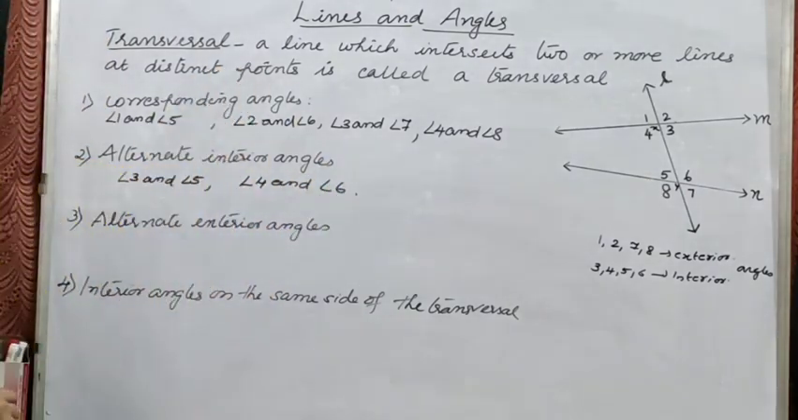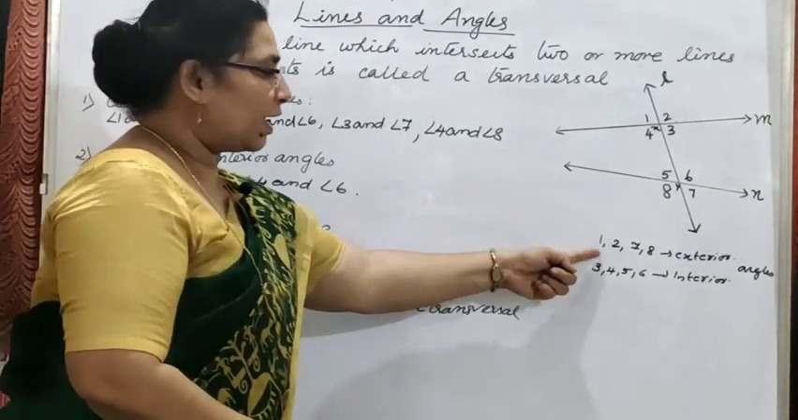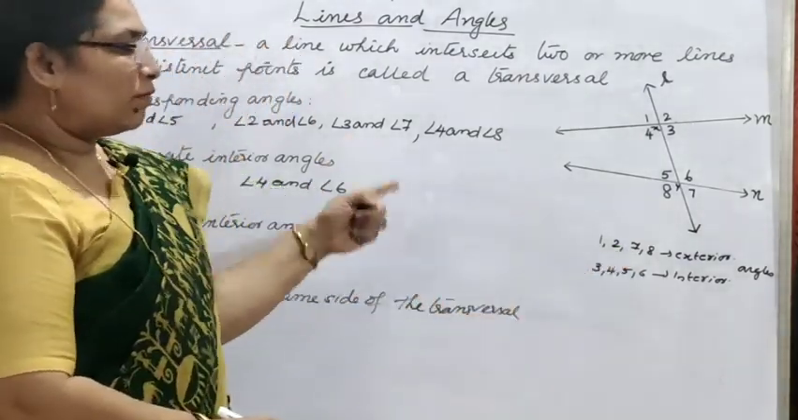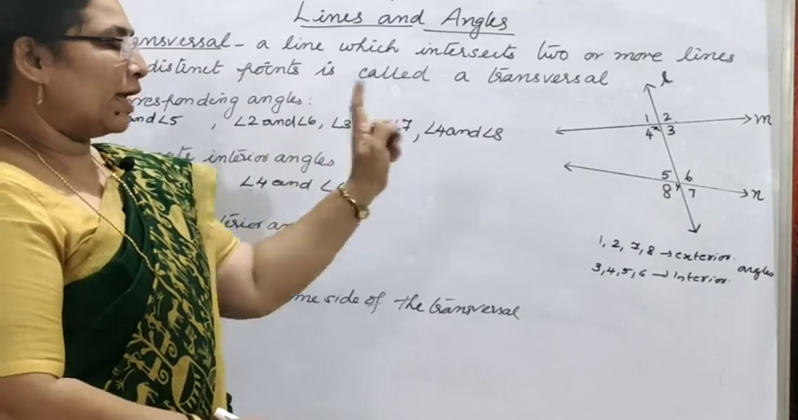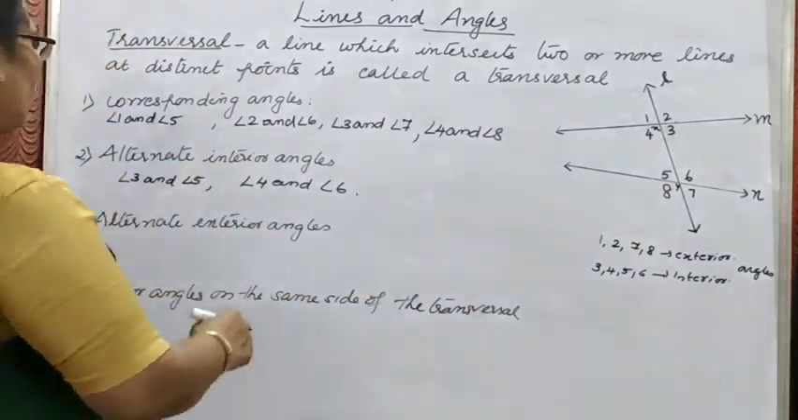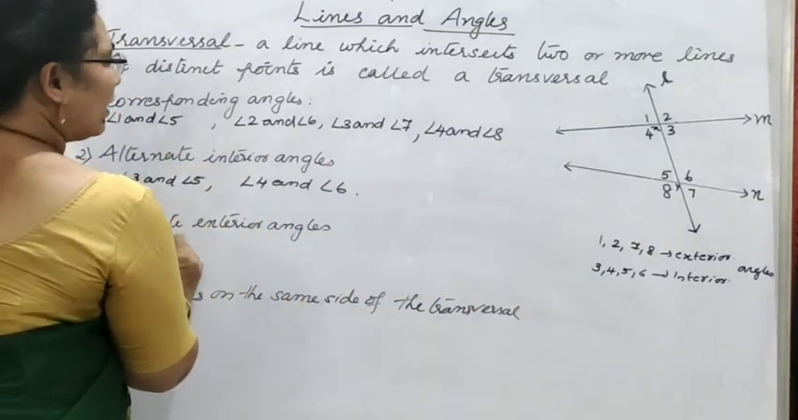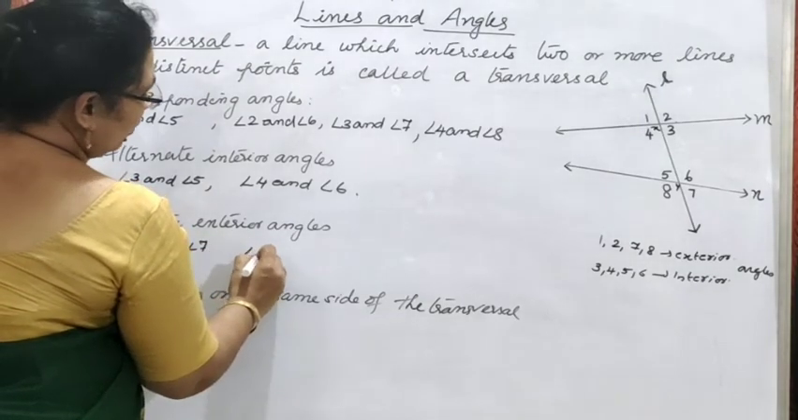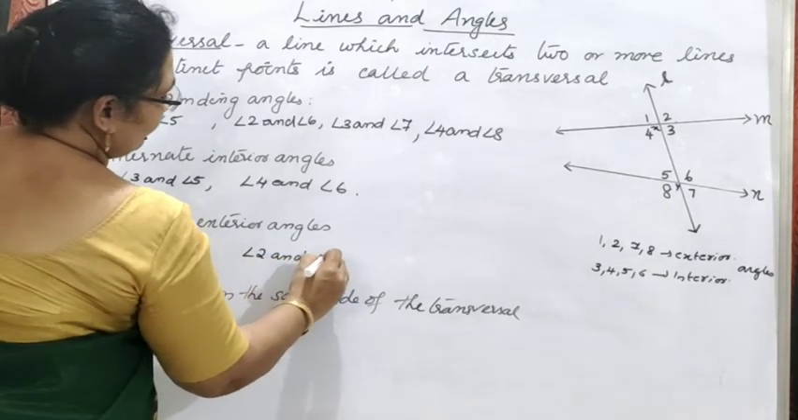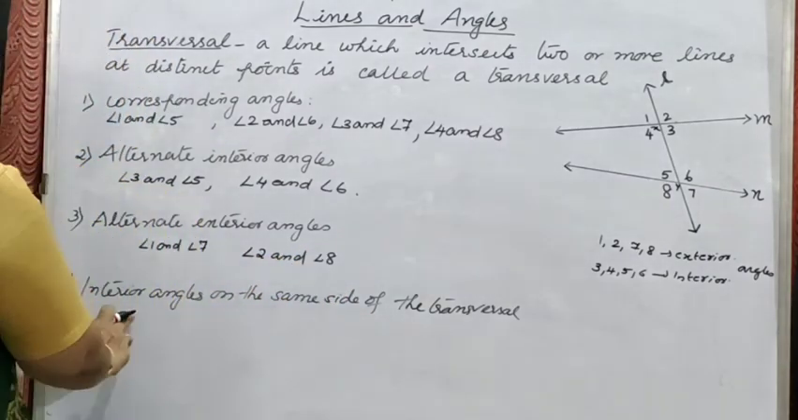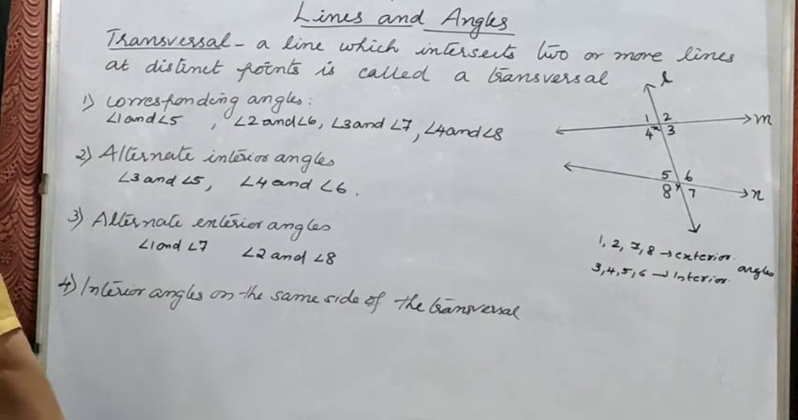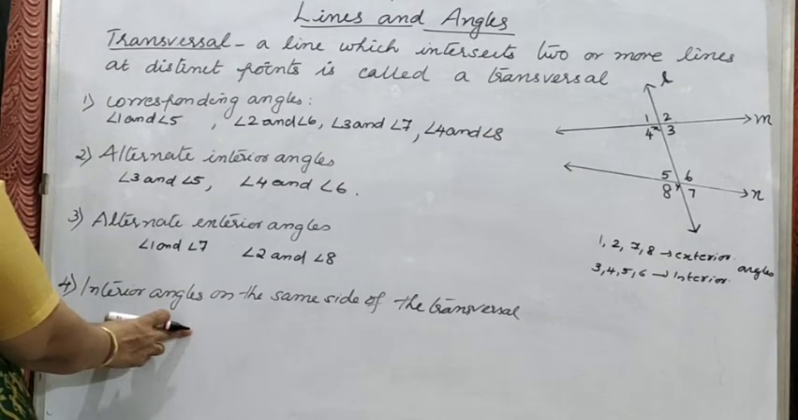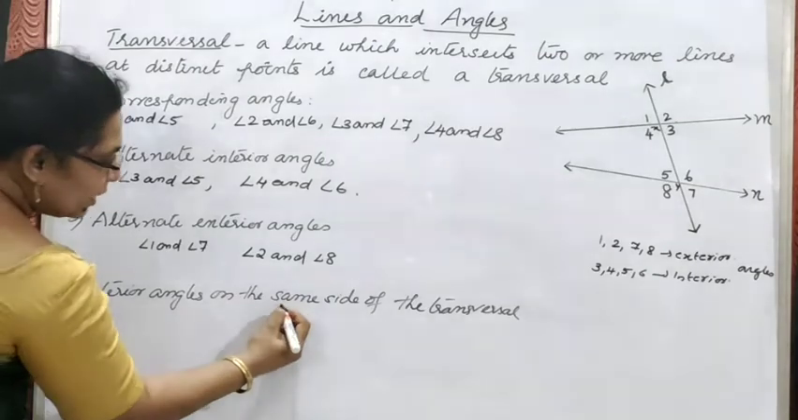Now alternate exterior angles. We have to write that alternate exterior angle. Which are the exterior angles? 1, 2, 7, 8. So if we take 1 from this side, then the exterior angle from that side is 7. So angle 1 and angle 7. Now the next pair is angle 2 and angle 8. Now the last point, interior angles on the same side of the transversal. We already know the interior angles are 3, 4, 5, 6, but they should be on the same side.